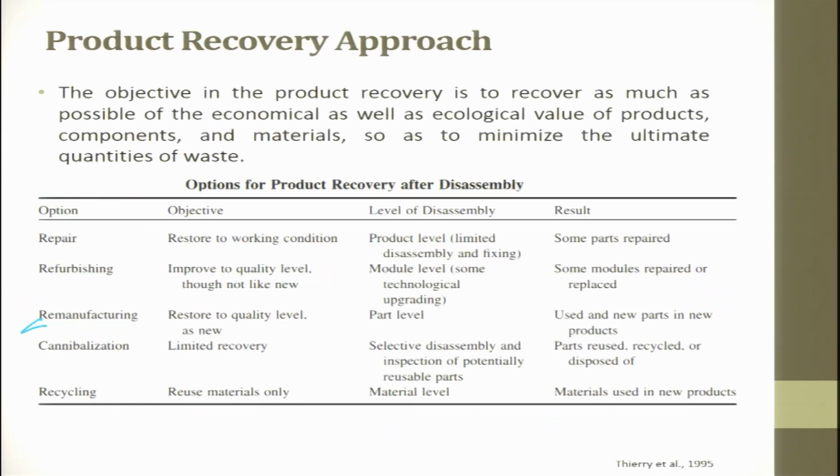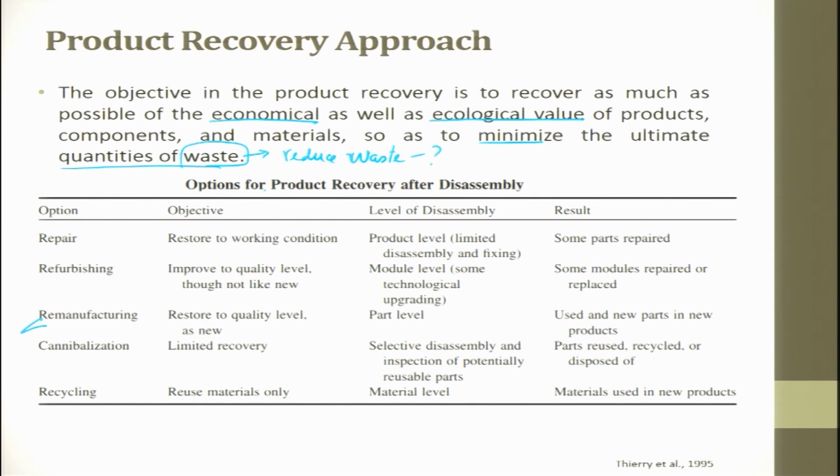The product recovery approach. The objective in product recovery is to recover as much as possible of the economical as well as ecological values. Economical and ecological. Today we are talking about green manufacturing, damage to Mother Earth. So, economical as well as ecological value of the product, component and material, so as to minimize the ultimate quantities of waste. So, the biggest challenge is how to reduce waste.